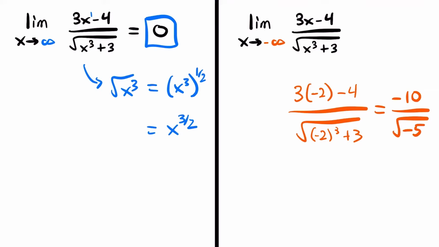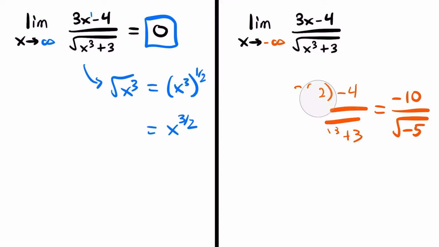But remember, we can't take the square root of a negative value and get a real result, right? This is equal to some imaginary number. And so this function is not defined for -2. And this would continue to happen for all values of x less than -2, right? Values that would approach negative infinity. This function is not going to be defined for those values.